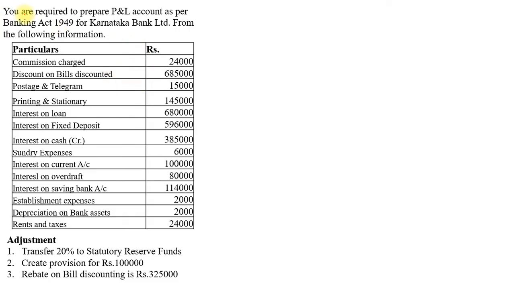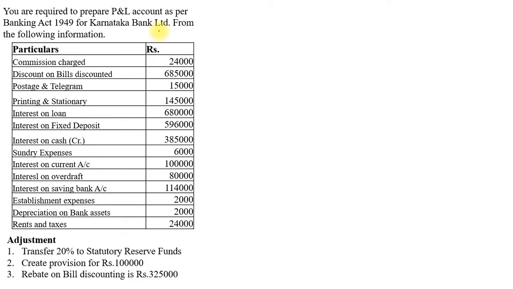Now the question given is: you are required to prepare P&L account as per Banking Act of 1949 for Karnataka Bank Limited from the following information. Then they are giving you particulars and amount under which we have commission charge, discount on bill discounted, postage and telegram, printing and stationery, interest on loan, interest on FD, interest on cash, sundry expenses, interest on current account, interest on overdraft, interest on saving bank account, establishment expenses, depreciation on bank asset, rent and taxes.